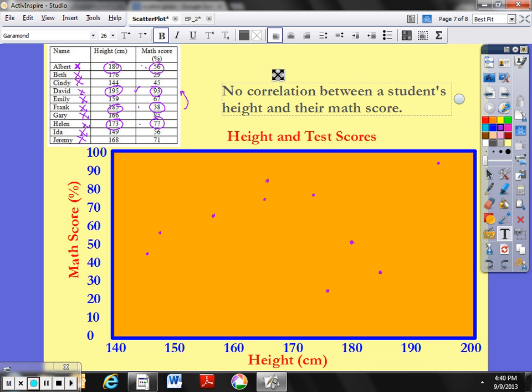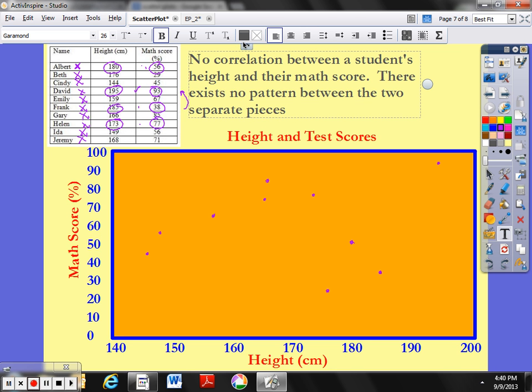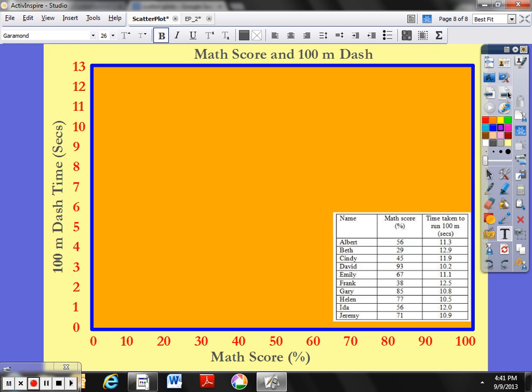Okay, nice complete sentence. And I can go on to say that there exists no pattern between the two separate pieces of data. Okay. Let's take a look at another example here. We have math score, 100 meter dash.